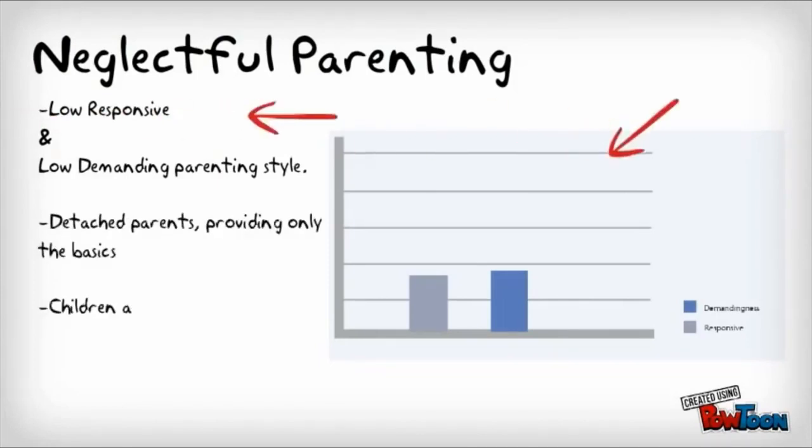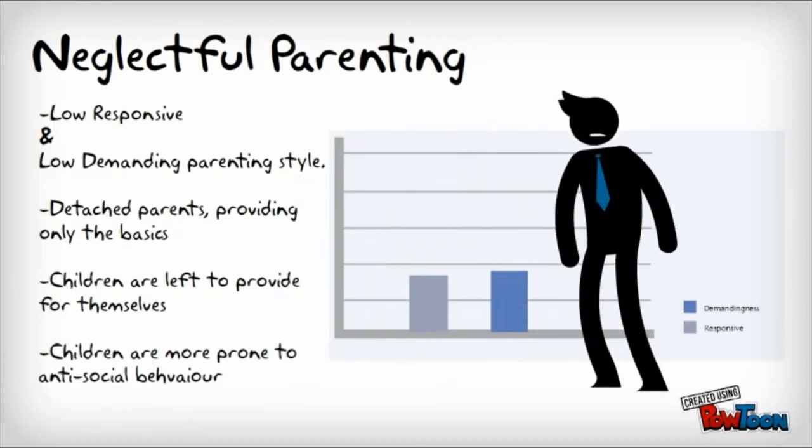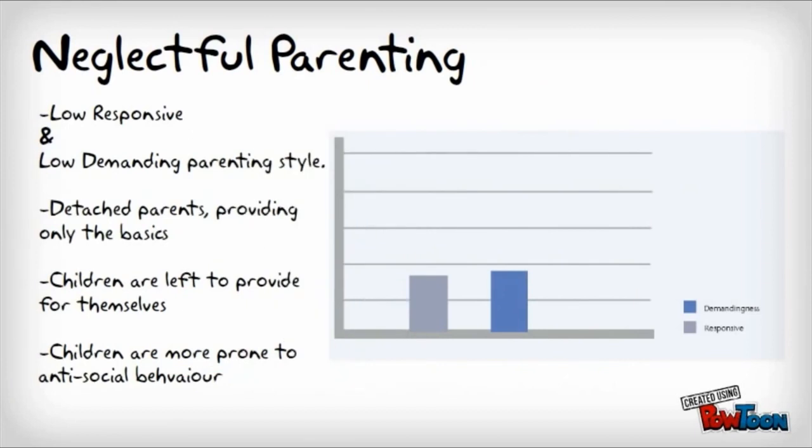These parents are not demanding or responsive when dealing with their children, and the parents are only there to provide the basic needs for their children, and often children are left alone to provide for themselves. These children are often more prone to delinquent and antisocial behavior throughout adolescence due to the lack of parental involvement.